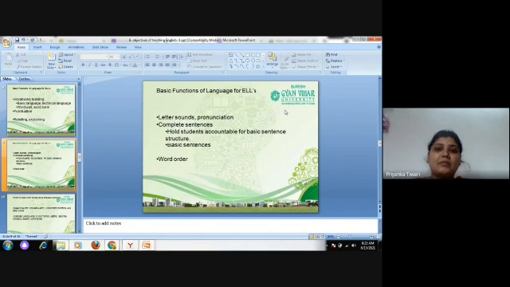So, the basic functions of language are very important: letter sounds and pronunciation, complete sentences, and holding students accountable for basic sentence structure and word order. This is very important. If we are taking a class on language and teaching methods in English, we have to focus on letter sounds, pronunciation, and complete sentences.